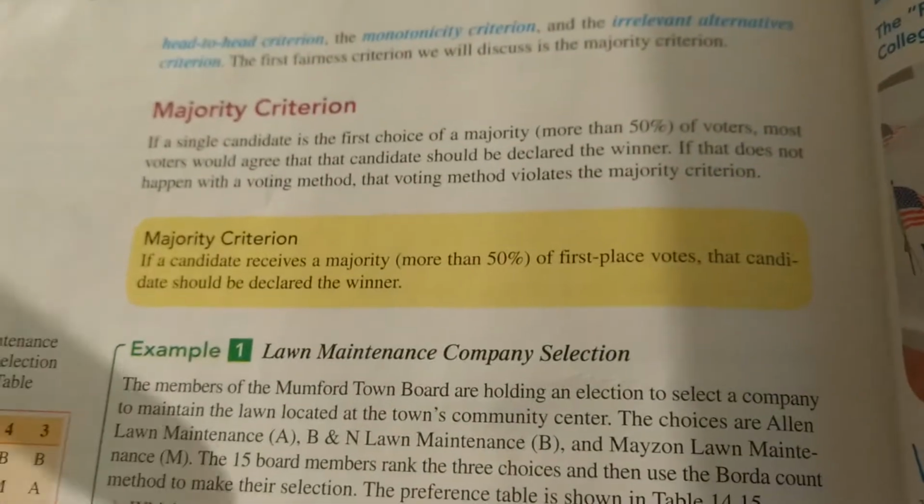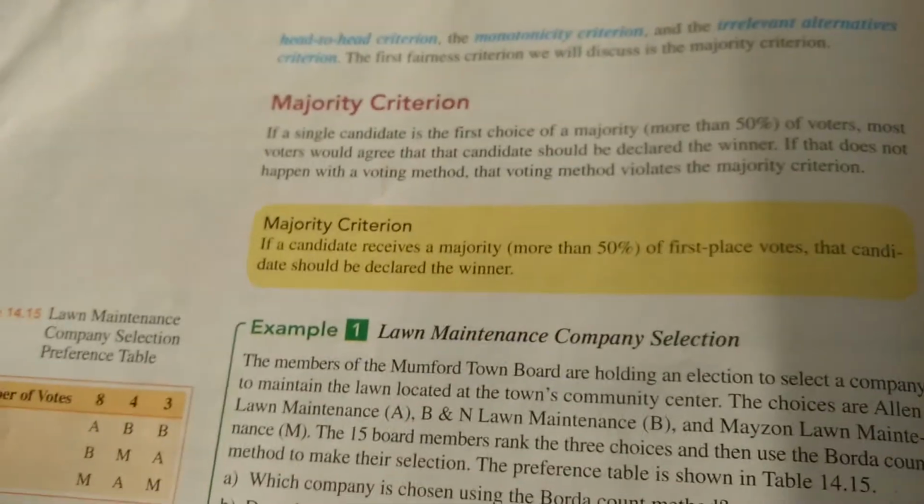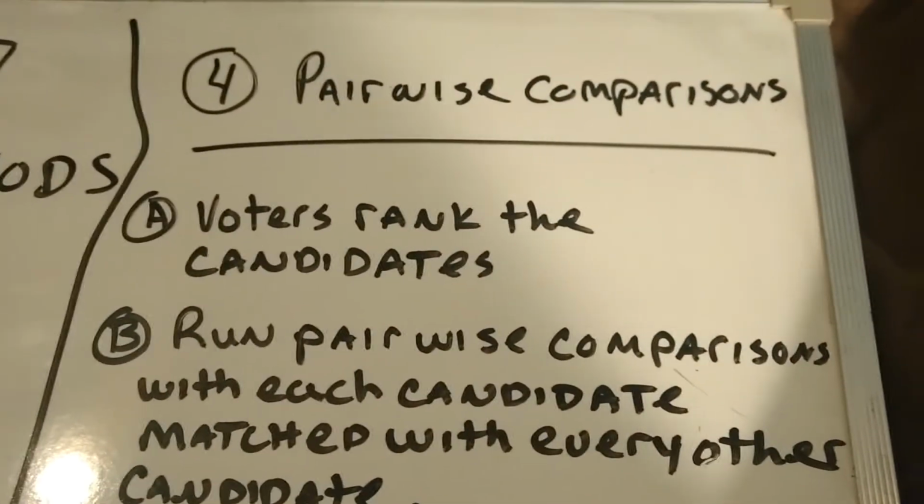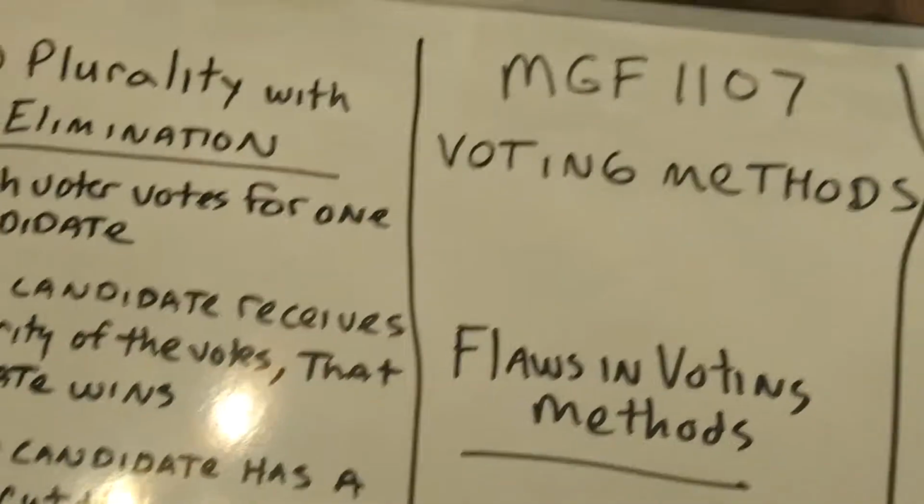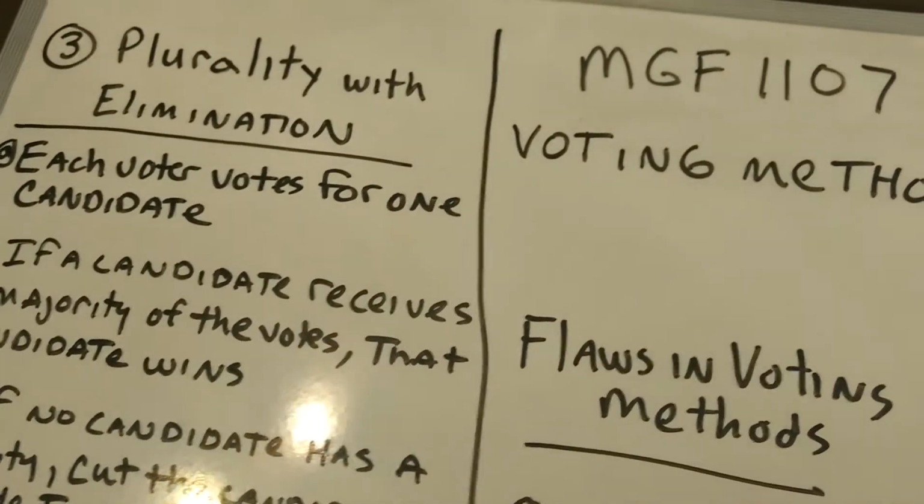And so as a consequence, we have to be prepared to make adjustments, either by changing our voting method, like pairwise comparison or plurality with elimination, because we can use a combination of the different voting methods.